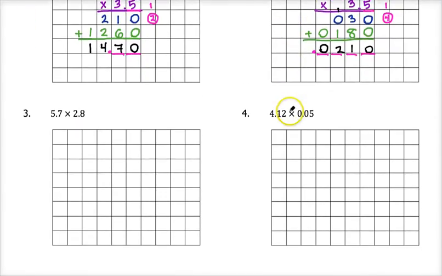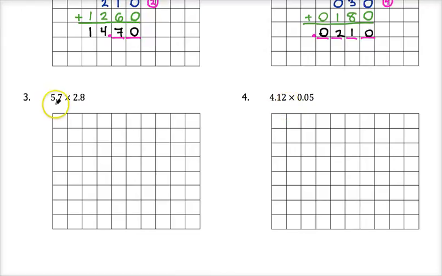Okay, number 3, we have 5.7 times 2.8. Let's estimate that. 5.7 is close to 6, and 2.8 is close to 3. 6 times 3 is 18, so our answer should be close to 18. It's probably going to be less than 18. Well, it is going to be less than 18, since 5.7 and 2.8 both had to get rounded up to get this. So, set this up like so.